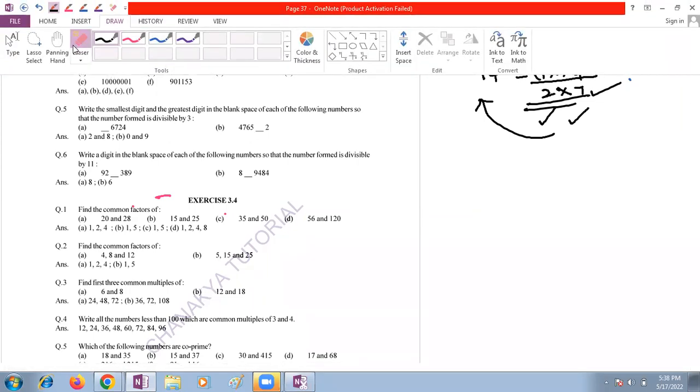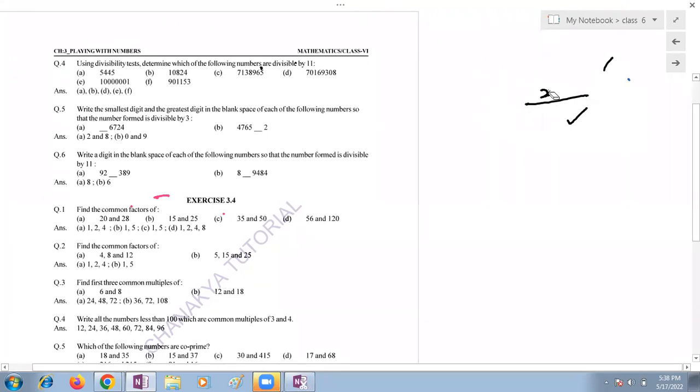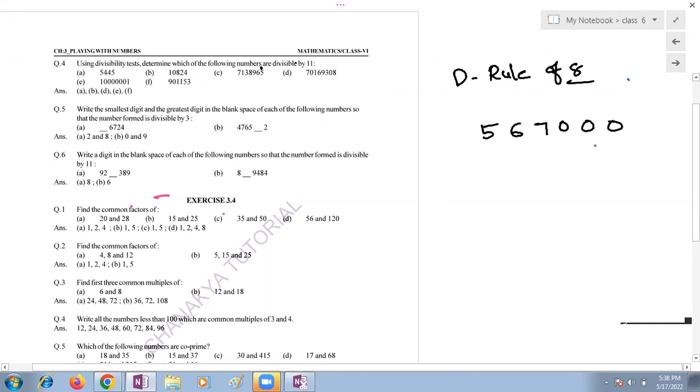Yes, Vedant. Ma'am, I have a doubt in the divisibility rule of 8. Very good question. Let me help. Divisibility rule of 8: suppose the number is 567000. You need to check the last 3 digits. What are the last 3 digits? 0, 0, 0. So if the last 3 digits are zeros, yes, it is divisible by 8.